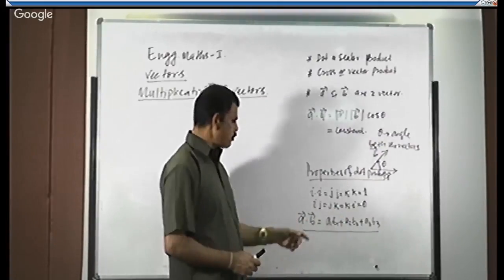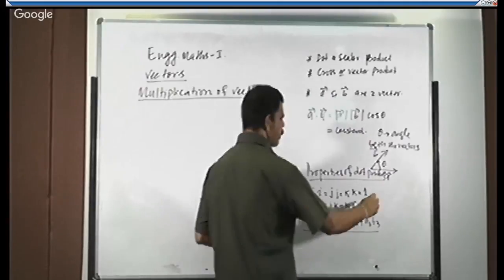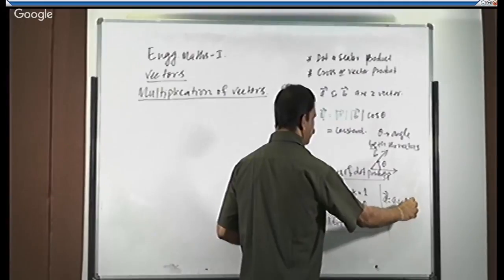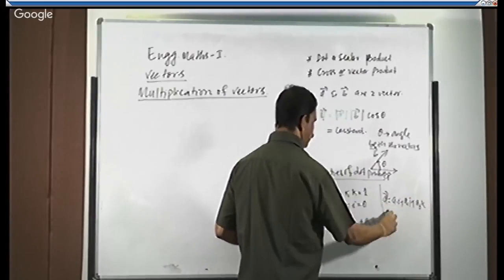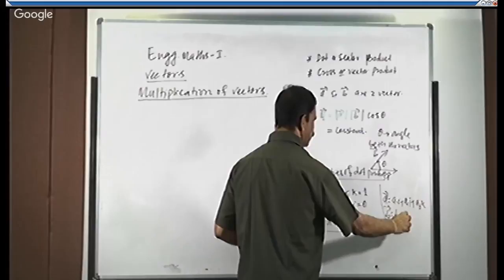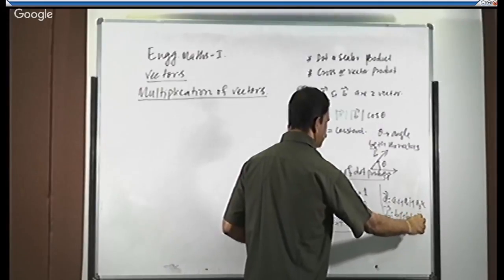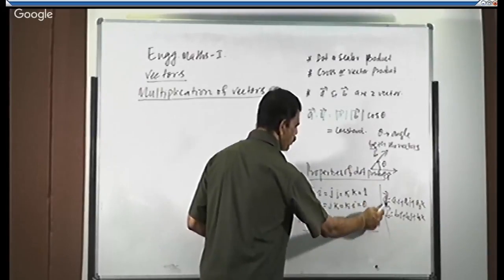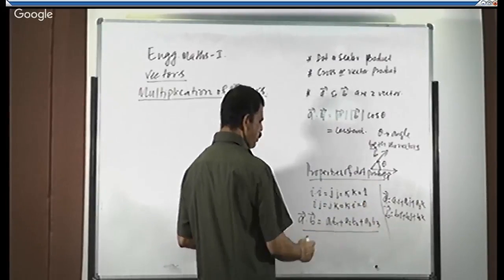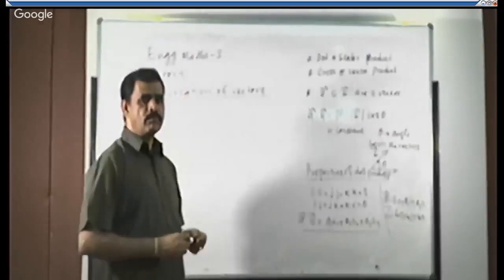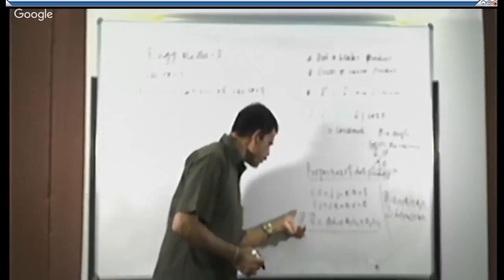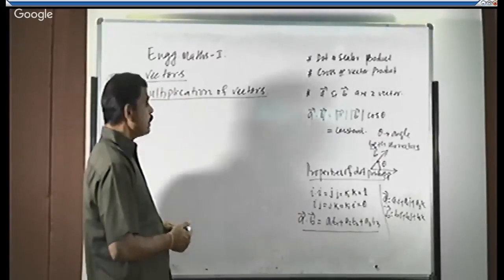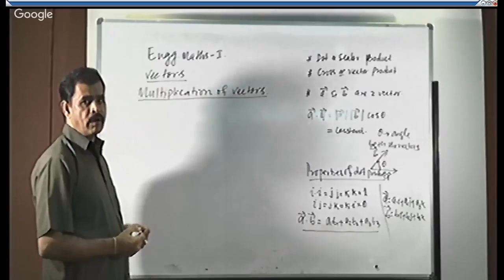Suppose A and B are two vectors. A is equal to A1 i plus A2 j plus A3 k, and B is equal to B1 i plus B2 j plus B3 k. The dot product of these two will always be obtained as A1 B1 plus A2 B2 plus A3 B3. So this formula was derived in the last class. Let us check what are the other properties of dot product.